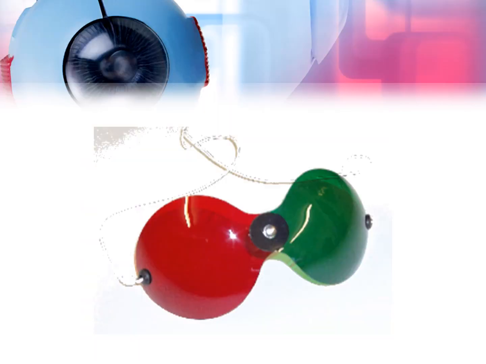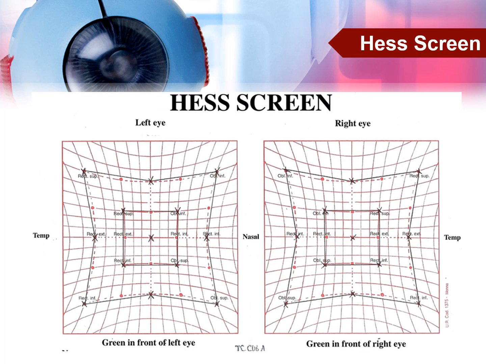The test is then repeated, but after turning the goggles so that now the green filter is placed before the right eye and the red filter is placed before the left eye. Now we are plotting the field of the right eye. The patient's response is then recorded on a piece of paper and the points are connected together to draw the Hess chart of the patient.